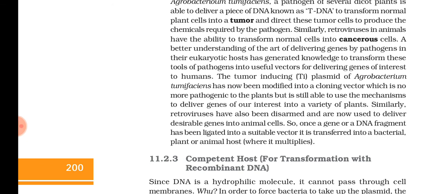Okay, so once a gene or DNA fragment has been ligated into a suitable vector, it is transferred into the bacterial, plant or animal host. This vector, after getting the gene of our interest, can be entered either into the bacterial cell, plant cell, or into the animal cell. Is it clear?